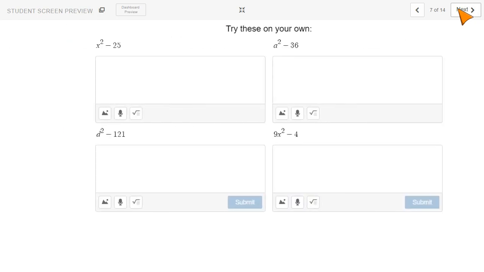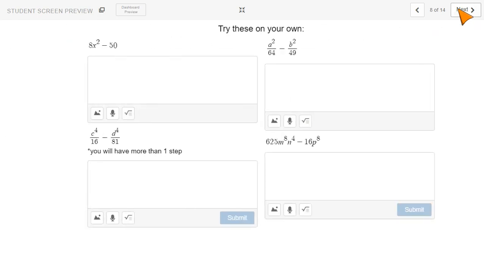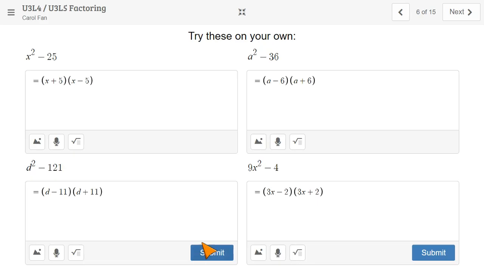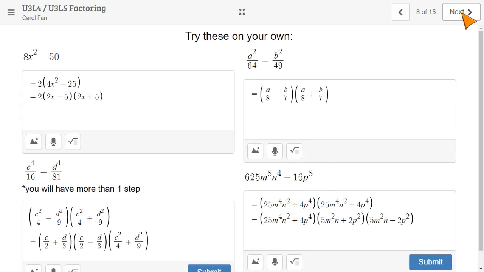Slides 6, 7, 8. Try these on your own. Pause the video and I will post the answers shortly. Okay, solutions to the first one. Solutions to the second. And finally, answers to the third. Be careful, especially of the ones where you have to do more than one step.